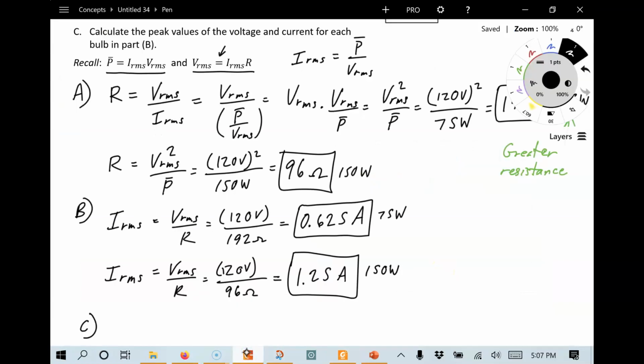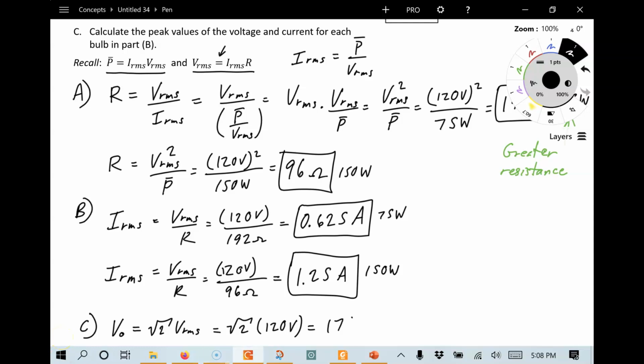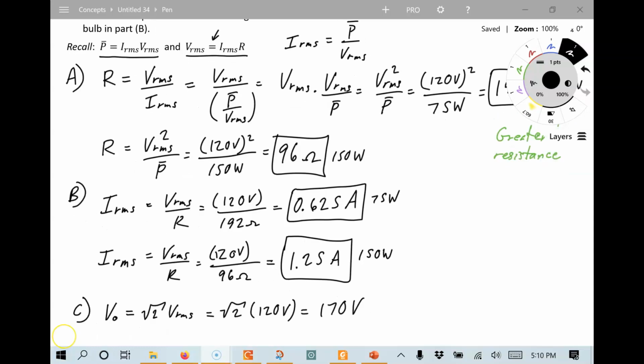In our case, we want to find the peak values. So to get V peak, as we write like this, that's larger than the RMS value. So based on that equation, we're going to be multiplying square root of 2 times V RMS. That'll make it bigger than the RMS value, right? Root 2 multiplied by 120 volts is equal to a peak value of about 170 volts.